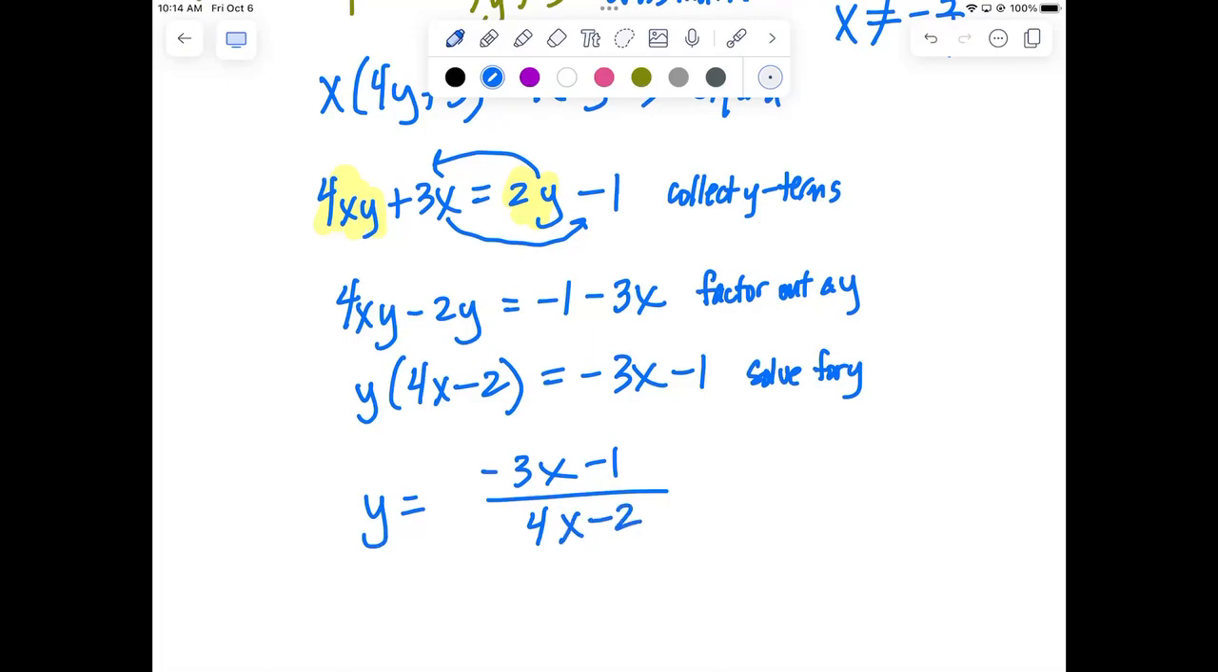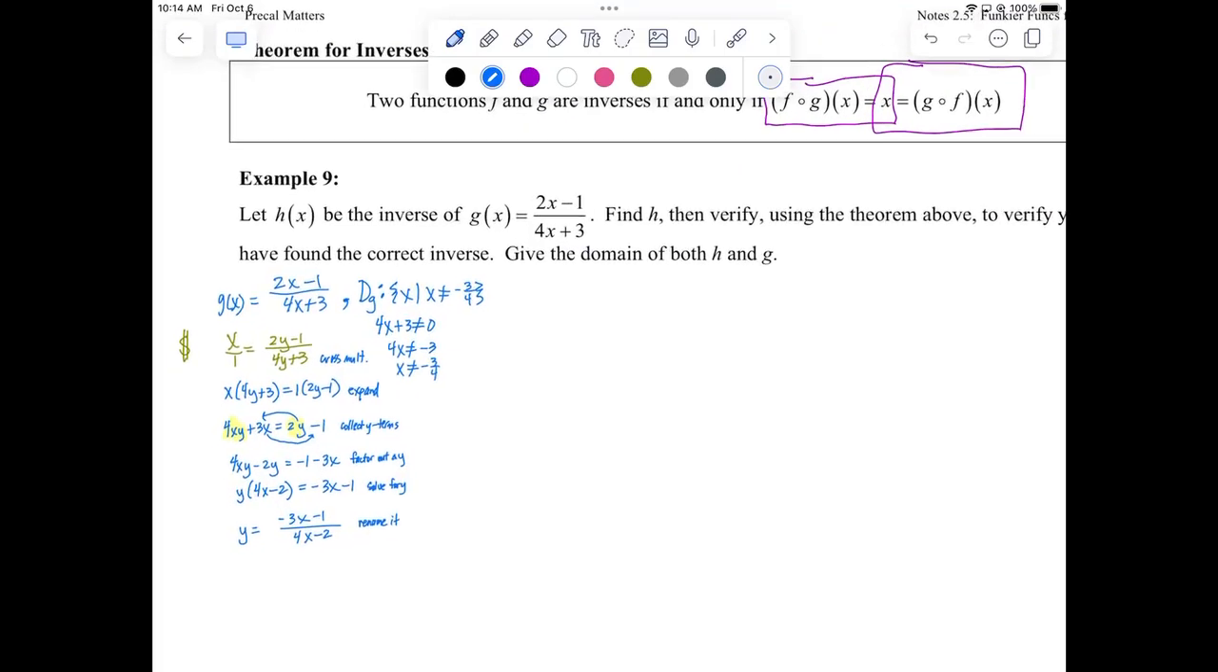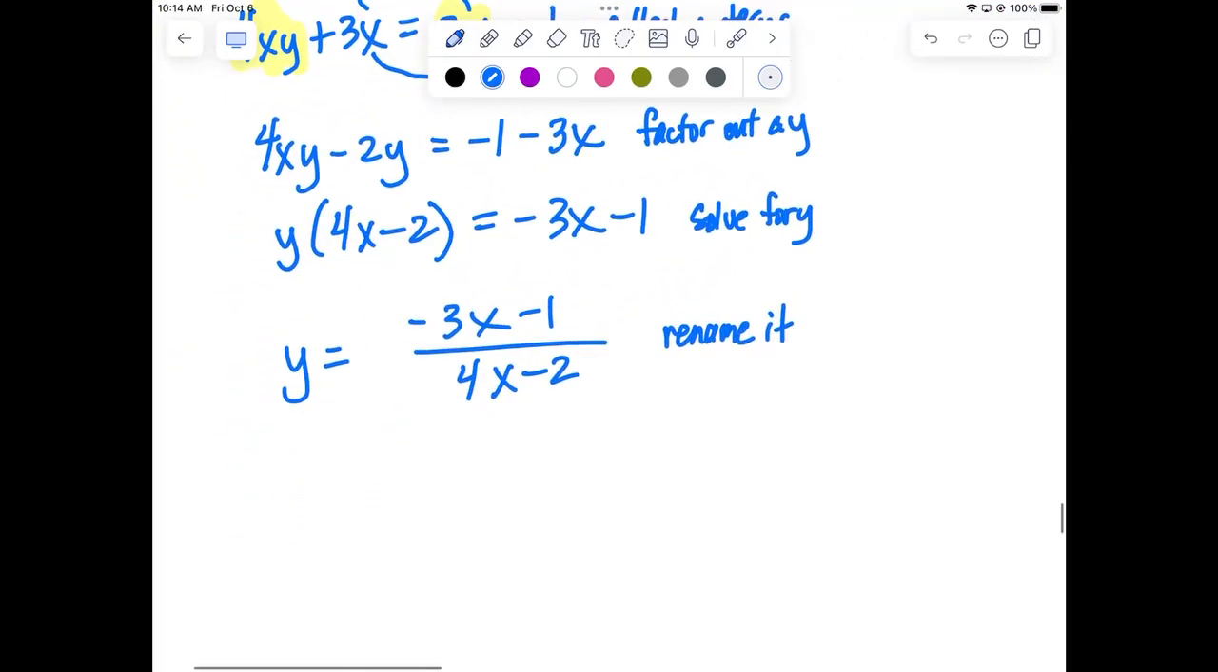And that's the inverse, right? So now all we got to do is rename it. It told us to take the inverse of g and call it what? H. So I'm just going to say that this must be h of x, and it's negative 3x minus 1 all over 4x minus 2.